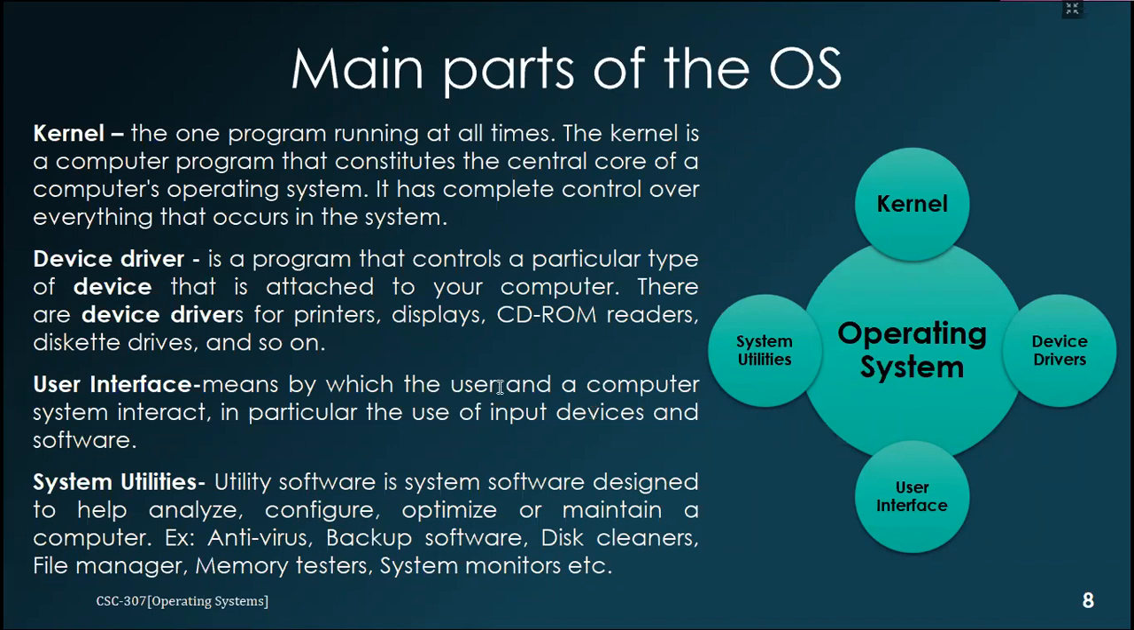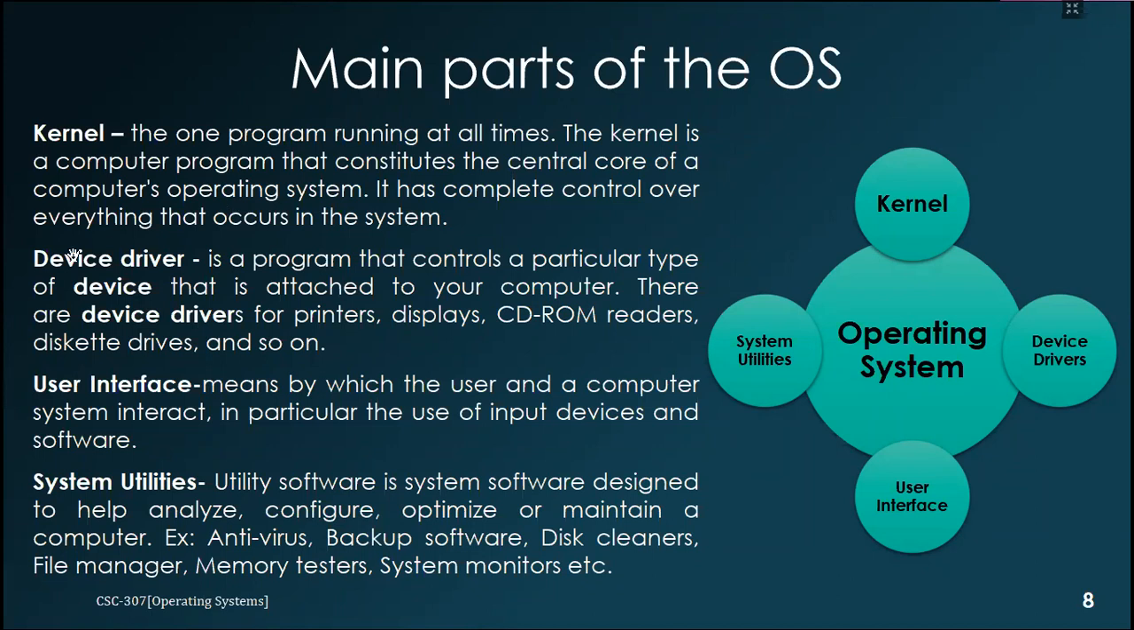Now, what are the main parts of operating system? We have kernel, the one program that runs all the time. The kernel is a computer program that constitutes the central core of computer operating system. It has complete control over everything that occurs in the system. So this is our first part, a kernel. It's a program within the operating system that runs all the time. From the time you turn on your computer to the last moment you switch off your computer, a kernel is a program that runs all the time.